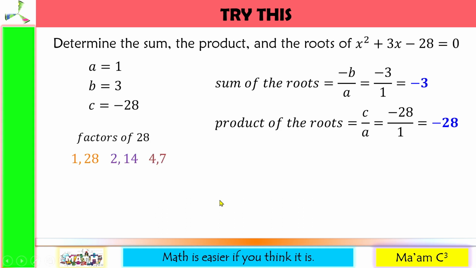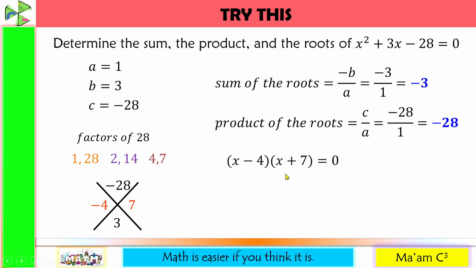Let's bring out our magic x. Let us write the numerical coefficient at the top, negative 28, and the numerical coefficient of the linear term, 3, at the bottom. Now let us decide which among these factors would possibly give me an answer of 3. That is possible when you choose 4 and 7. To give you 3 as an answer, 4 must be negative. So let us check. Negative 4 times 7 is negative 28, and negative 4 plus 7 is positive 3. So these are our factors.